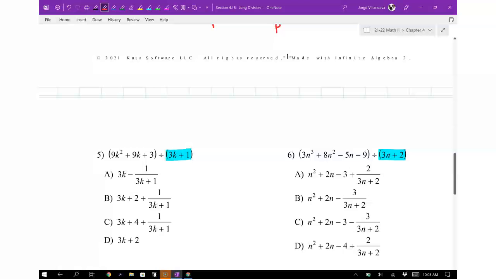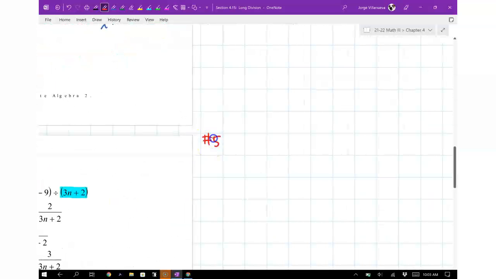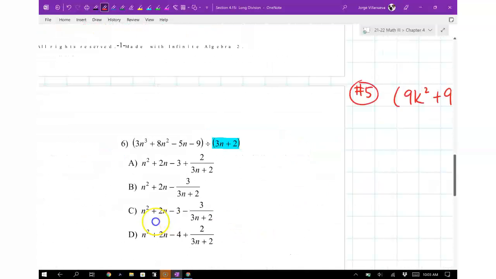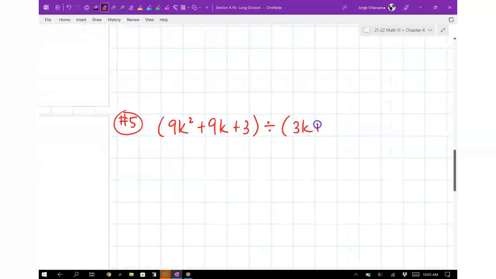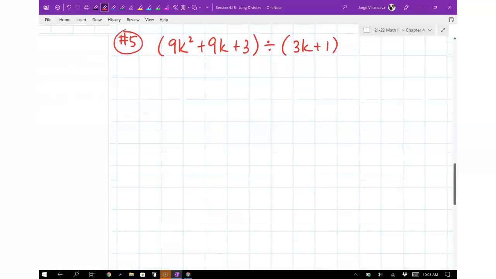For number 5, 9k squared plus 9k plus 3 divided by 3k plus 1. This is how you're supposed to do these problems. Notice, I'm not dividing by a single term anymore. I'm dividing by a binomial. Once you have that binomial there, you have to do this a different way.